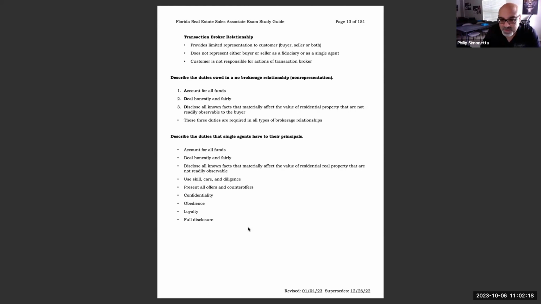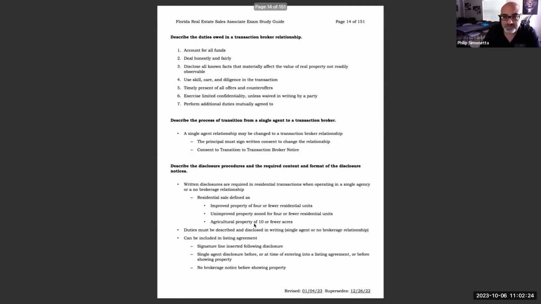Loyalty to them, and full disclosure, anything at all, right? All information has to be disclosed. Now let's look at the duties that are owed in a transaction broker relationship.